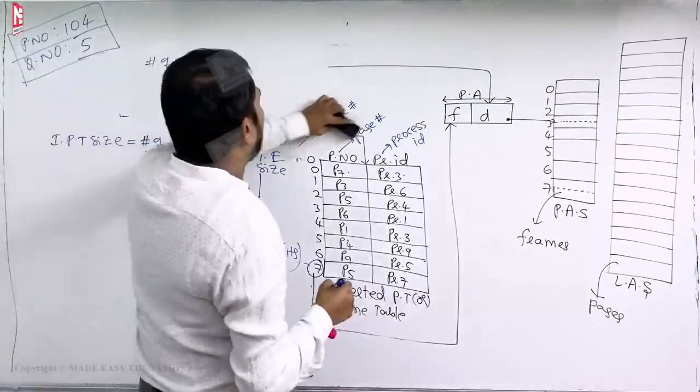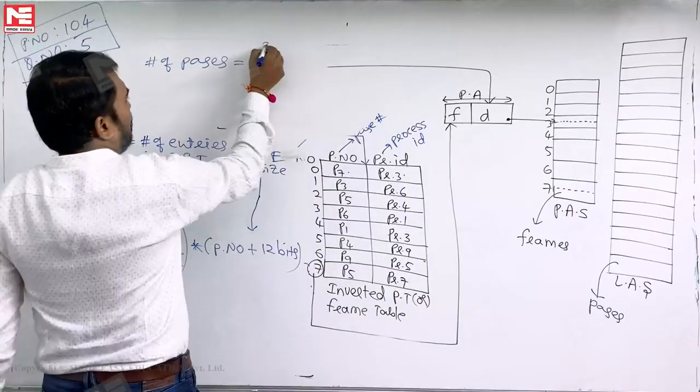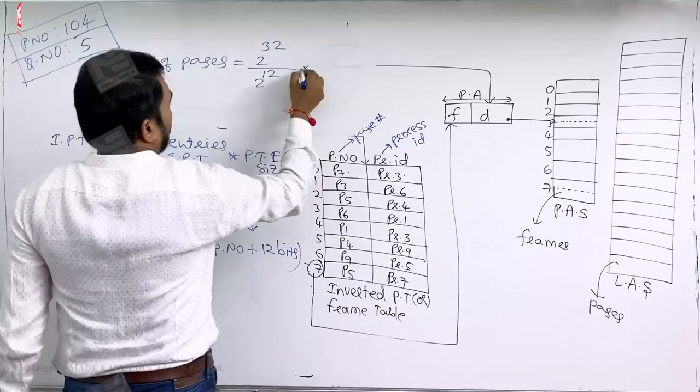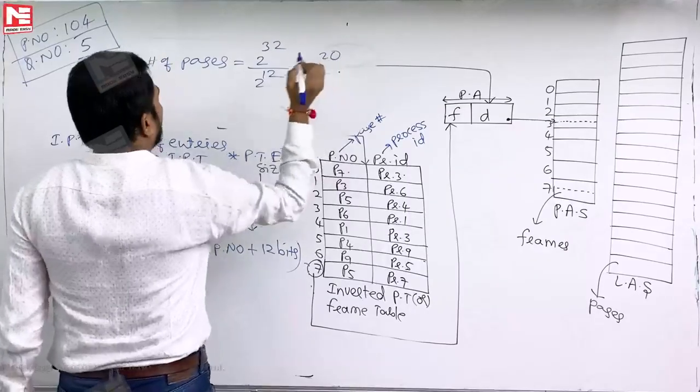Number of pages, same as in the first day class of paging: number of pages is LAS divided by page size. LA is how much? 32 bits. So 2 power 32 divided by 2 power 12. Page size and frame size are both the same. So this is the number of pages. That is how much? 2 power 20.